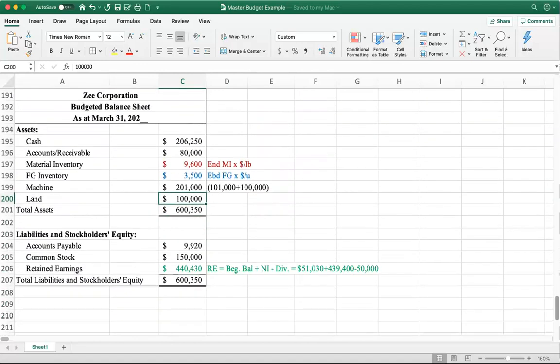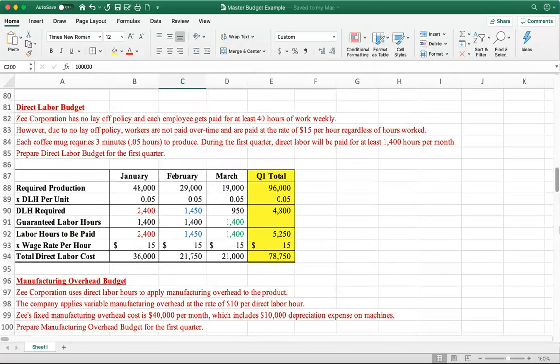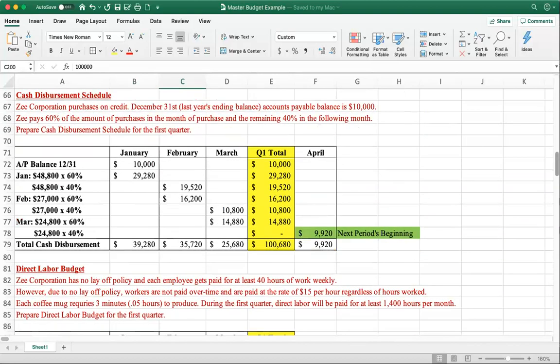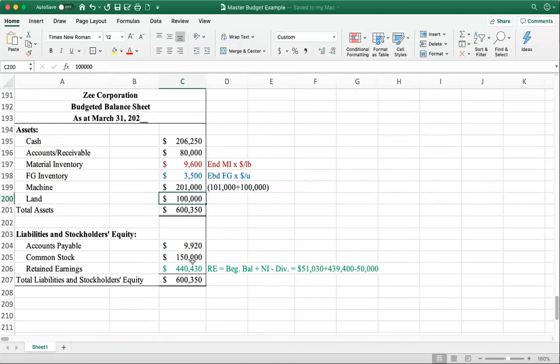Now we move on to the liabilities and stockholders' equity section. Our accounts payable balance is 9,920. That is coming from your cash disbursement budget or cash disbursement schedule that you prepared after your direct material budget. Okay, so here is the cash disbursement schedule. The April accounts payable balance is 9,920. These are the purchases that you made in the prior month, in March, and you haven't paid. So you will be paying 9,920 in April. So that's your accounts payable balance reported in the balance sheet.